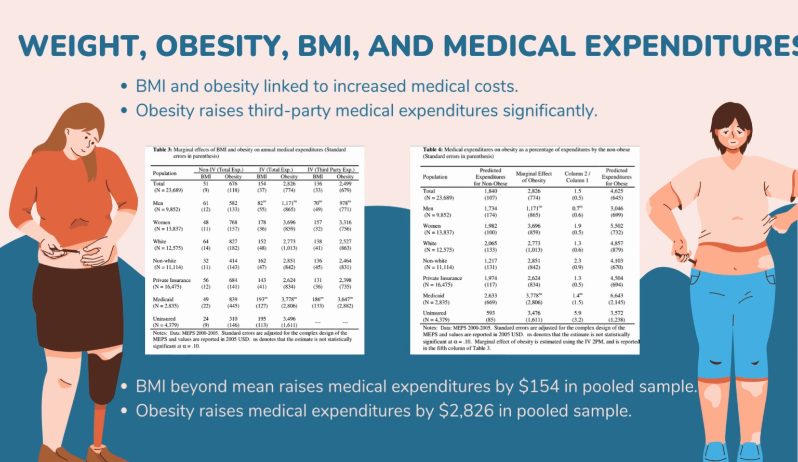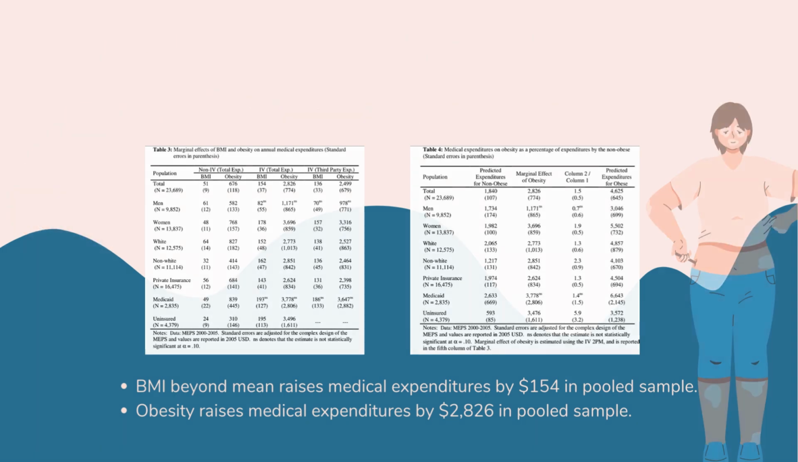Consequently, the results on weight, obesity, BMI, and medical expenditures: BMI and obesity are linked to increased medical costs. Obesity raises third-party medical expenditures significantly. BMI beyond the mean raises medical expenditures by $154 in the pooled sample. And lastly, obesity raises medical expenditures by $2,826 in the pooled sample.